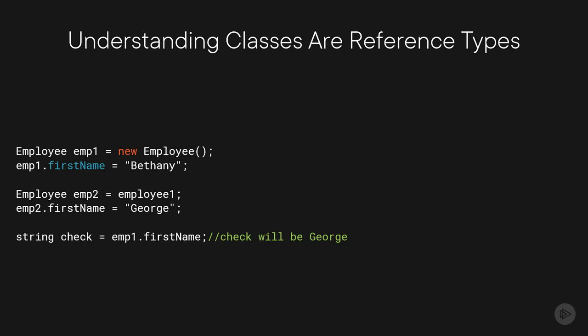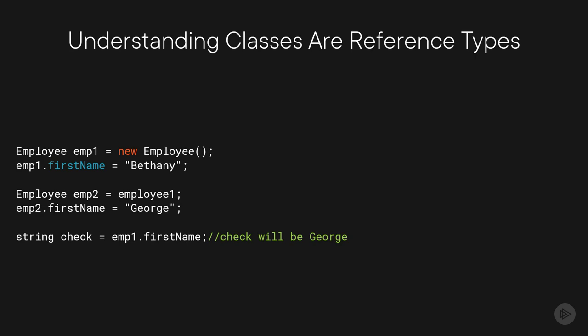If I now, through the employee2 variable, change the first name of our object, and I set it to George, and then I use employee1.firstName to get the value of our object's first name through the employee1 variable, we'll get back George. Why is that? Think about this for a minute. Maybe pause the video.